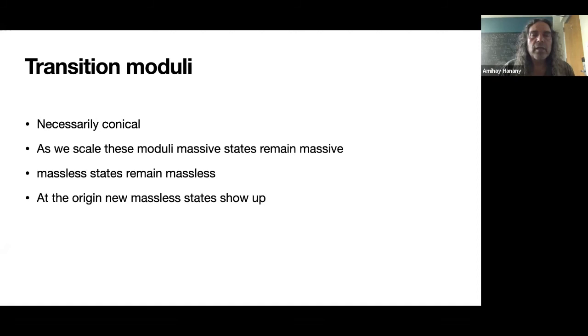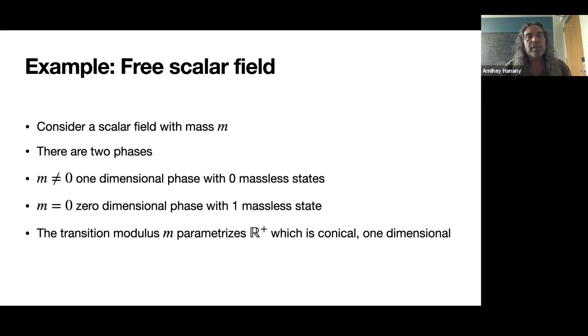And as a result, there is this interesting question, what kind of transition moduli? So let's consider a very simple example. Now, Jacques, that's the only case where I'm now counting real dimensions. It's a very simple example of a free scalar field of mass M. And I'm just asking what are the phases of this scalar field. There are two phases. One phase is where the mass is non-zero. It's a one-dimensional phase. There are zero massless states. And there is a second phase where the mass is zero. It's a zero dimensional phase, right? There's only one point, and it has one massless state.